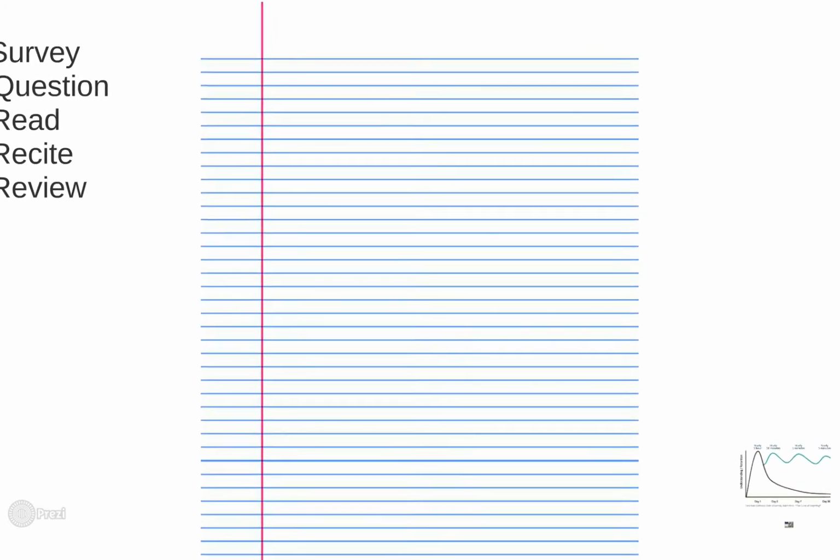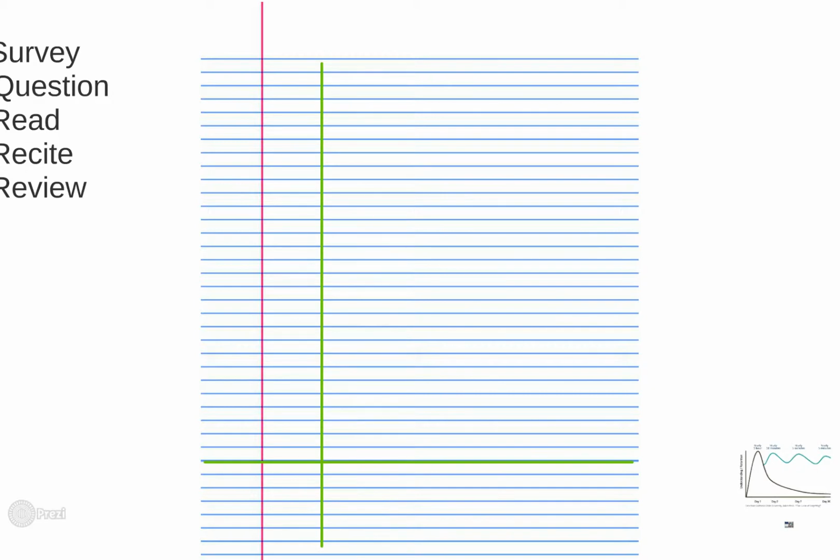So let's begin. You have your note paper. You're going to draw a vertical line about a quarter of the way from the left side of the paper, and then you're going to draw a horizontal line about a quarter of the way from the bottom, or you could wait until you're finished writing your notes to draw that horizontal line.